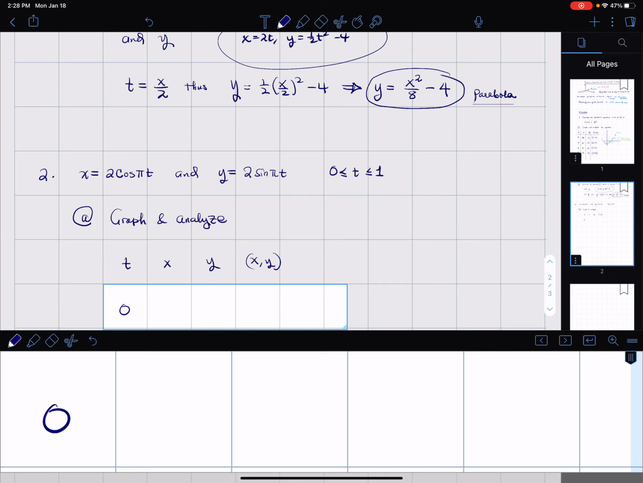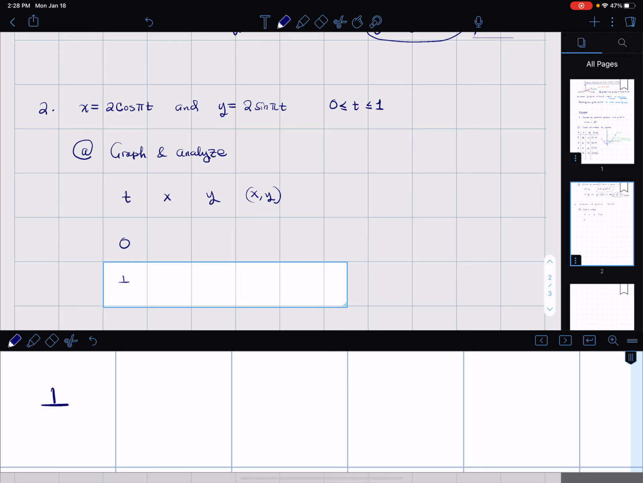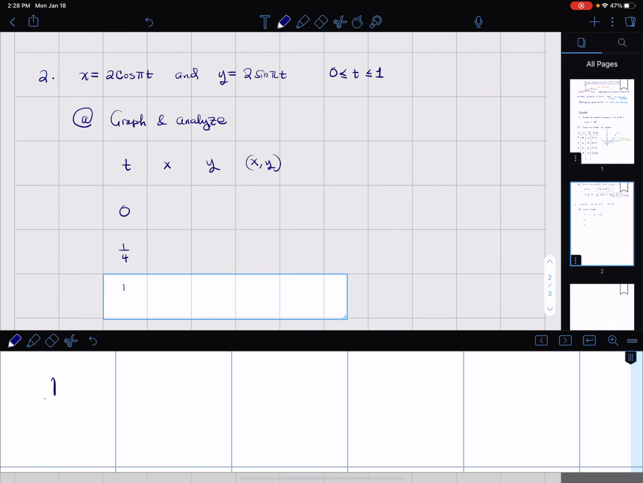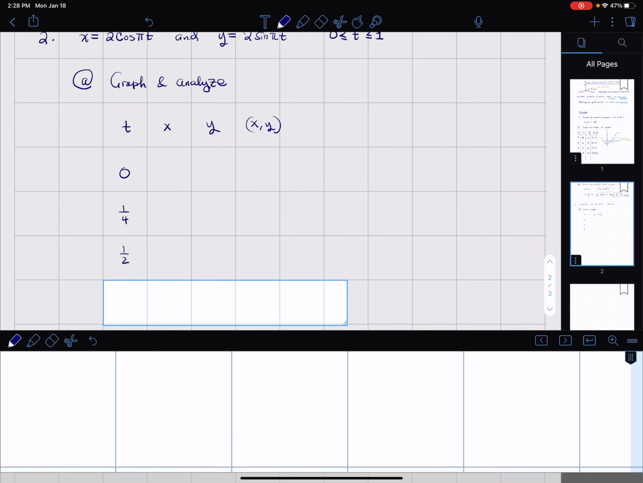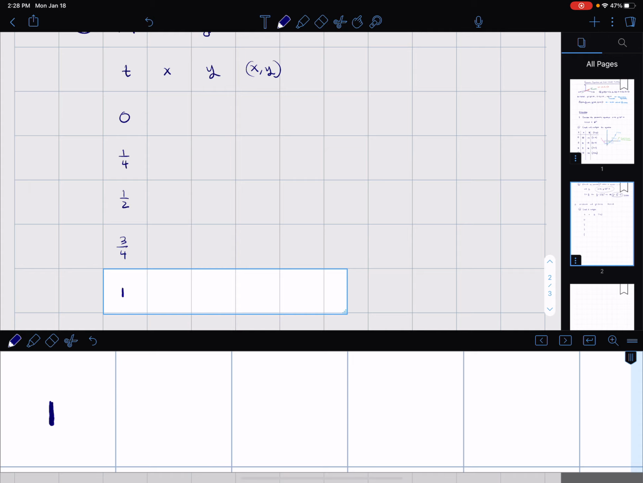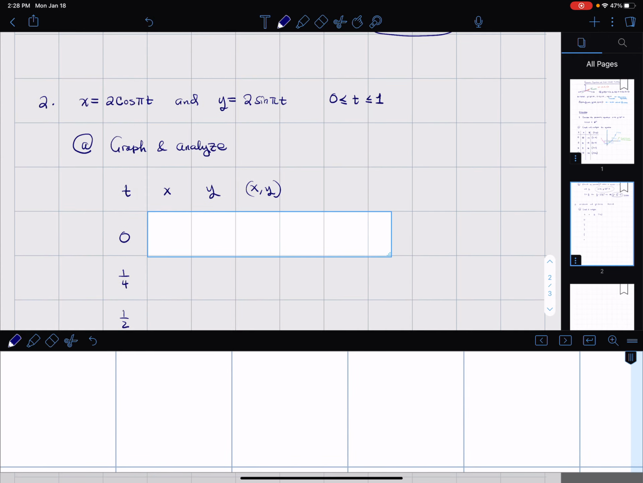We're going from 0 to 1. So I'm going to do 0. I'm going to do 1/4. I'm going to do 1/2. And then I'm going to do 3/4 just for the heck of it. And then I'm going to do 1. Okay, you guys with me? So when t is 0, 2 cosine pi t is 2 cosine 0. So for x, we get 2. For y, we get 0.